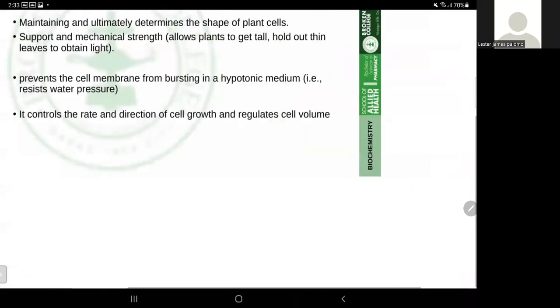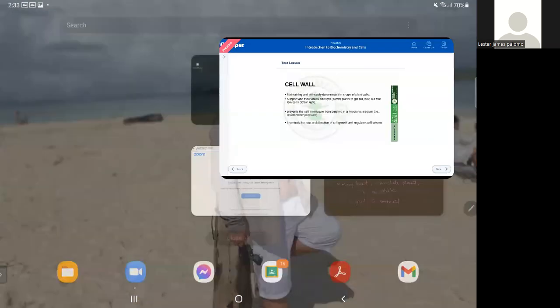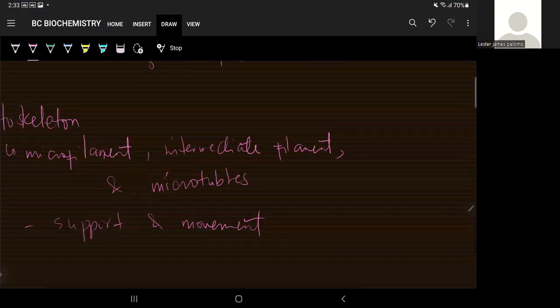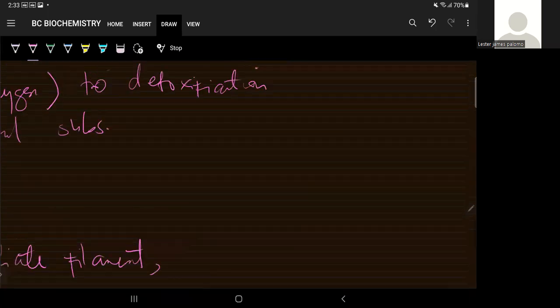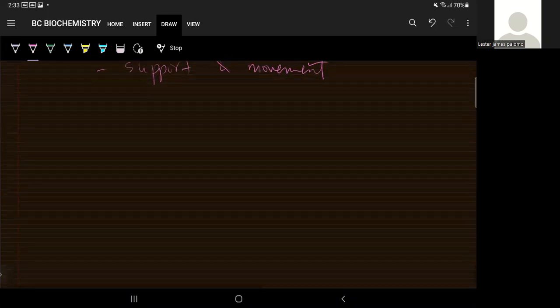So punta tayo dito sa third part. Prevents the cell membrane from bursting in a hypotonic medium. Bakit pala? Anong nangyayari? How does the cell wall prevent us, no? Kasi our cell could be exposed, no? Our cell or the cell can be exposed to 3 types of environment, no?